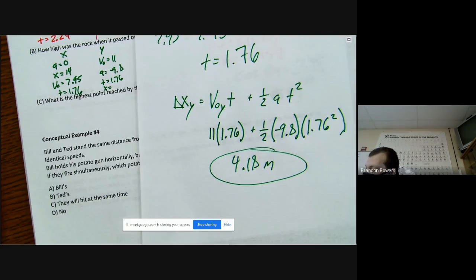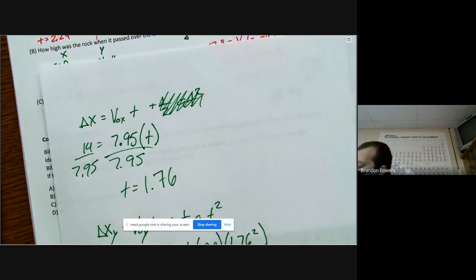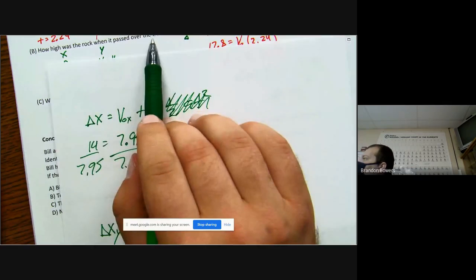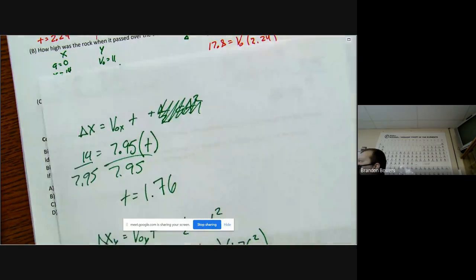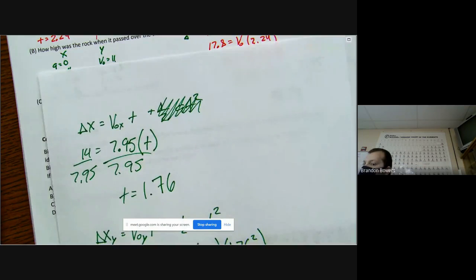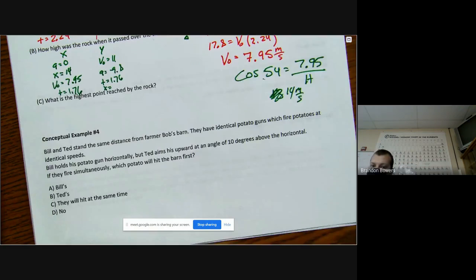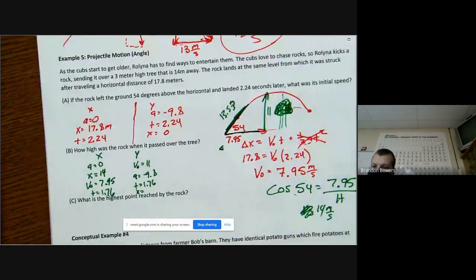How do you know that's what we would be finding for the displacement in the y direction? How high was the rock when it passed the tree? If I have a tree right here, I'm just finding how high it was at that instant. You can't see my beautiful drawing of the tree? I drew a tree right here.